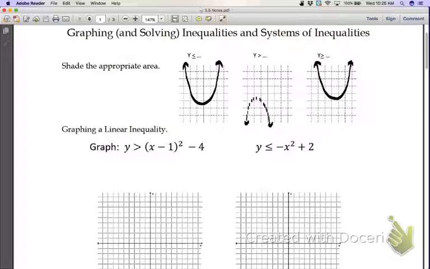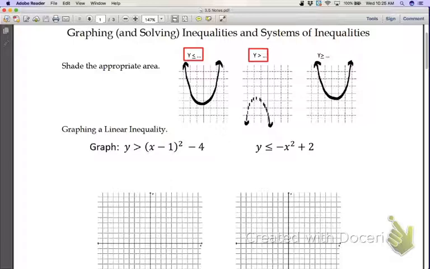Now, I'm still going to find the vertex. You don't necessarily have to find the axis of symmetry unless you're using it, if it's in standard form, to plug it in to find your vertex. Okay, so from here, the biggest thing I have to pay attention to is, is it going to be solid or is it going to be dashed, as far as my parabola is concerned?